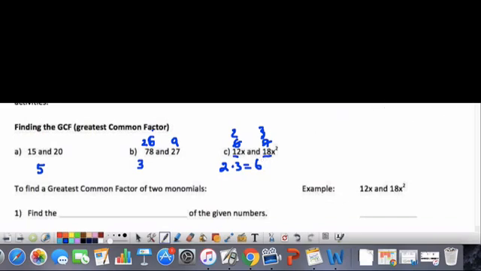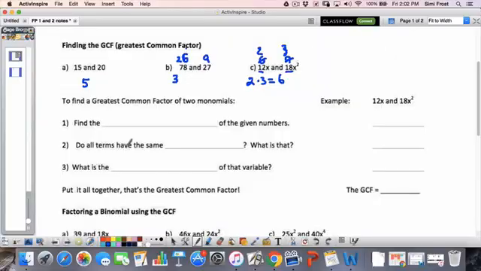All right, so how are we going to deal with those x's? Let's come down here. To find the greatest common factor for two monomials, and monomials are just these single terms here, find the GCF, the greatest common factor, of the given numbers. So here we go, 12 and 18. Well, we already did that up here. We already found out that it's 6. Go ahead and put that in there. Now, do all the terms have the same variable? So we're looking, do they all have the same letter? If so, we can pull that out as well. So they both have an x, so I'll write that down there.